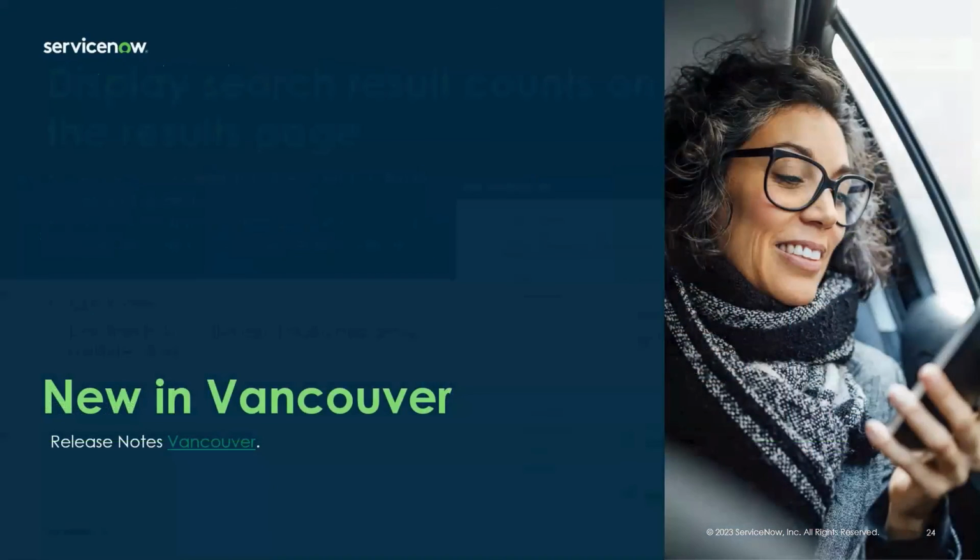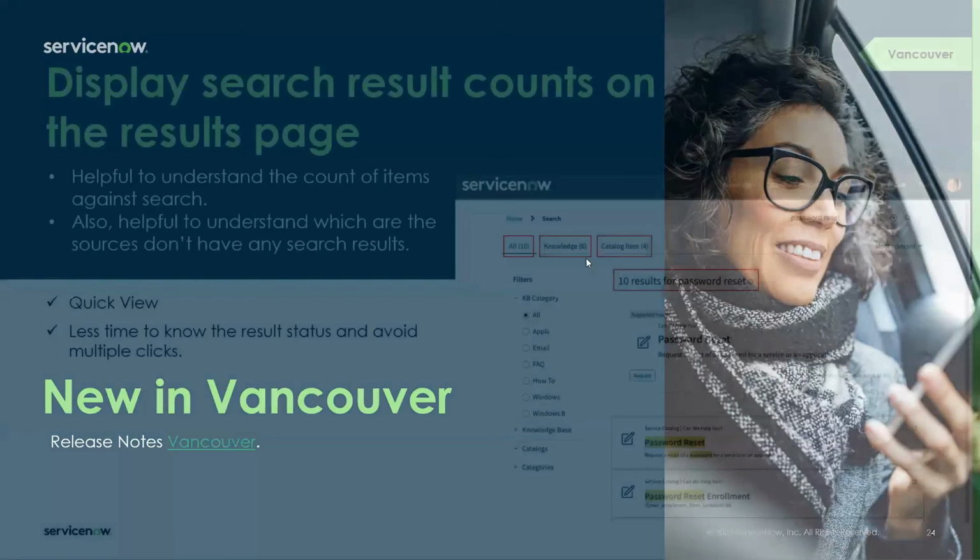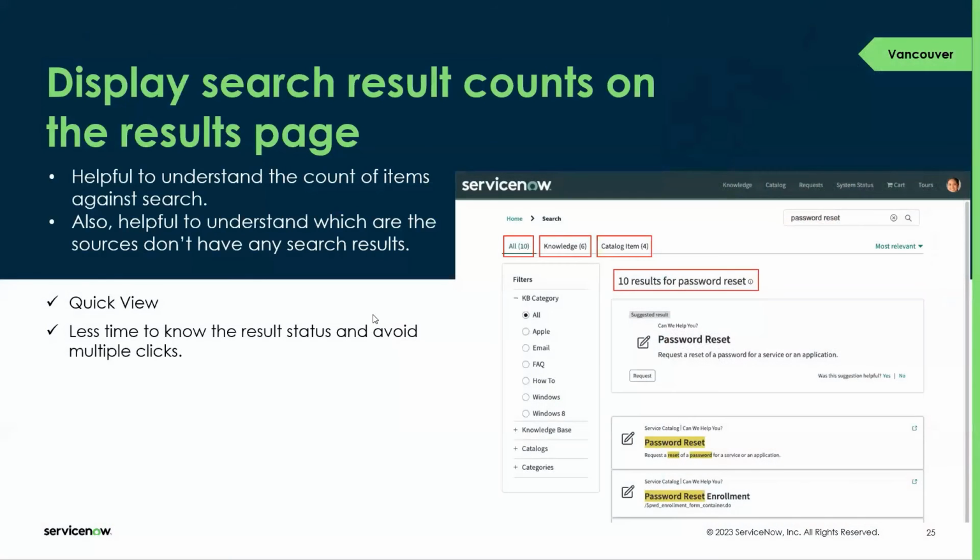One of the things that is available now is display search results count. If you recall the UTA or your current old instances, you will not see these counts here. Now these counts are visible, so you don't need to navigate to different tabs to see how many results we have against each and every source. You can view them here itself. You can also see the counts here as well.